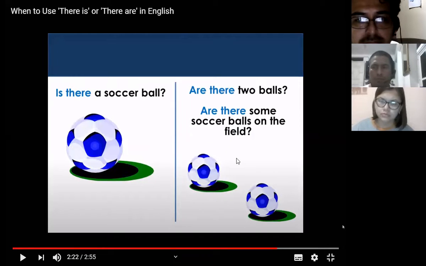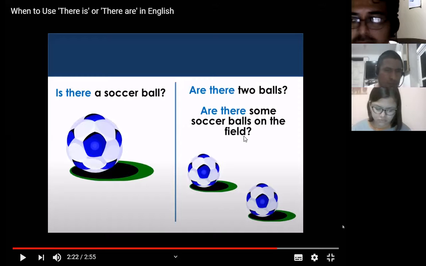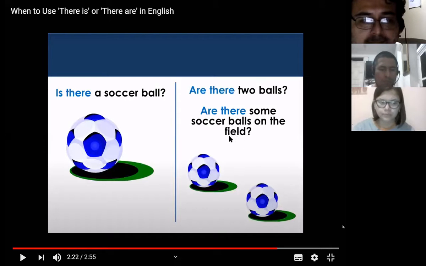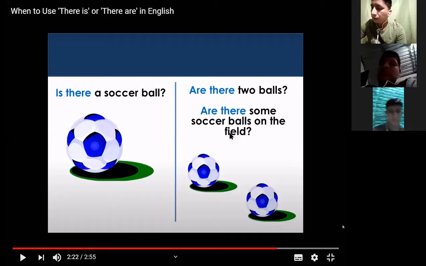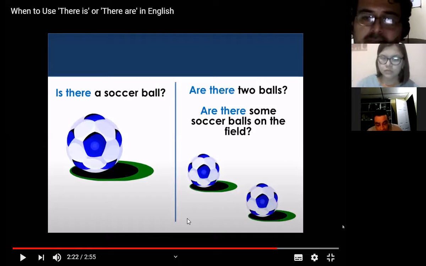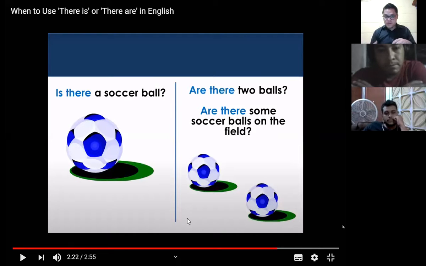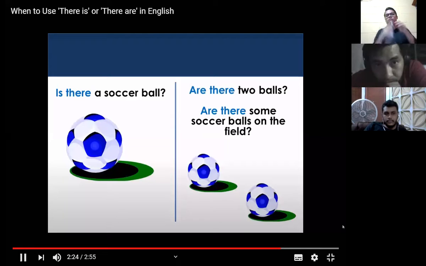Do you know the meaning of field, Peñate? What does field mean? Campo. All right. Is the place, right? Field is the place where you can play soccer. Again, you're asking if there's more than one if you're using are there.